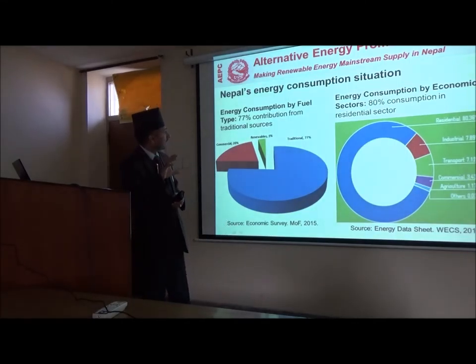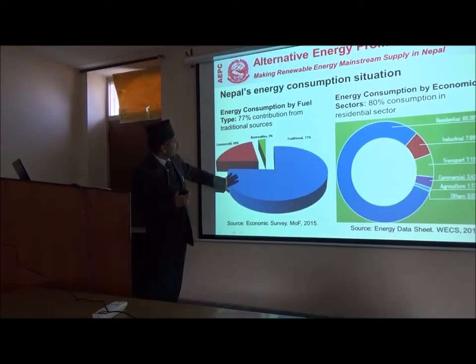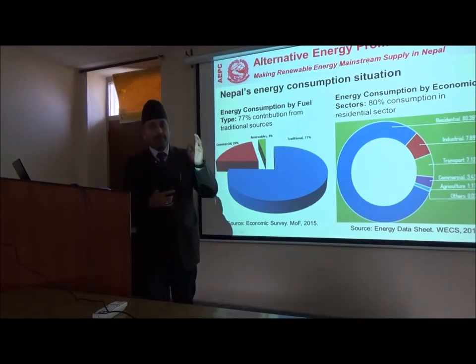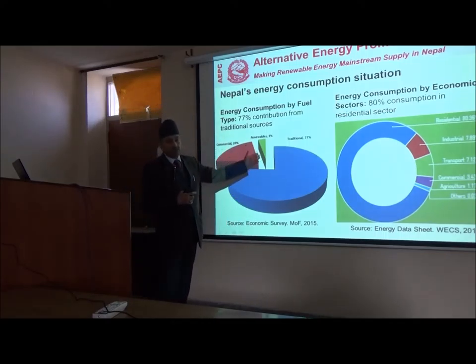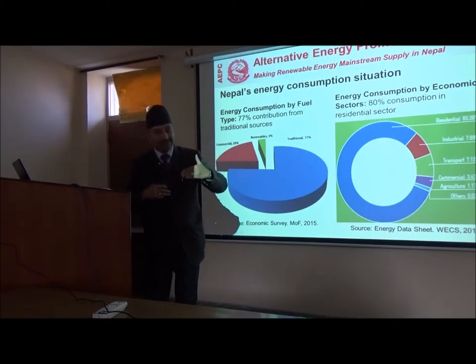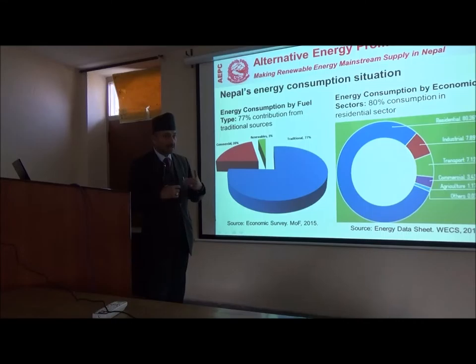If you see the energy situation in terms of cooking and lighting, energy consumption by fuel type is 77% of the total energy from traditional fuel. Traditional fuel is basically firewood, agriculture residue, animal dung, all those things. Renewable contributes about 3%, whereas commercial is about 20%. That also shows it should have been in commercial. If our consumption increases from traditional to commercial, that will indicate our development.